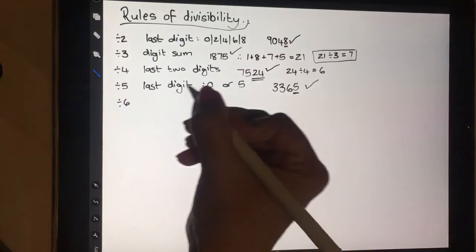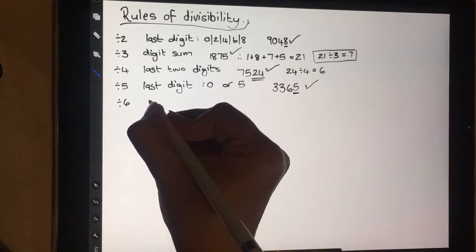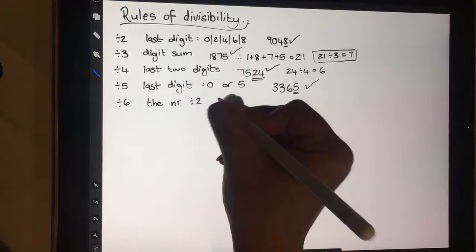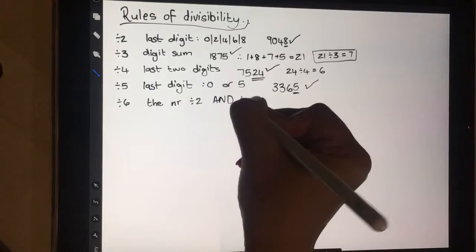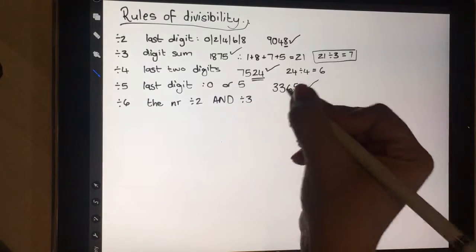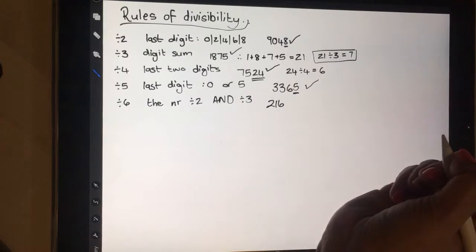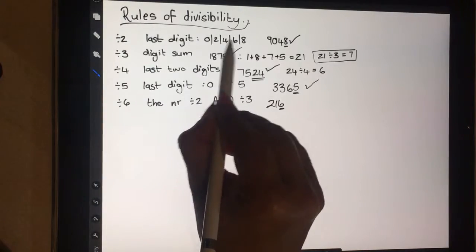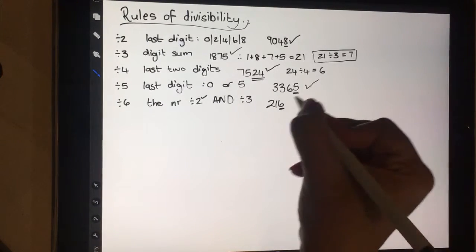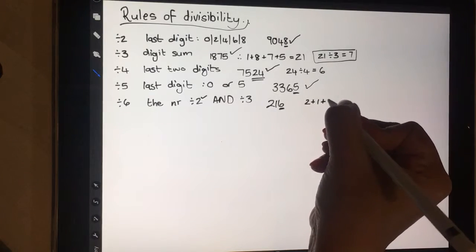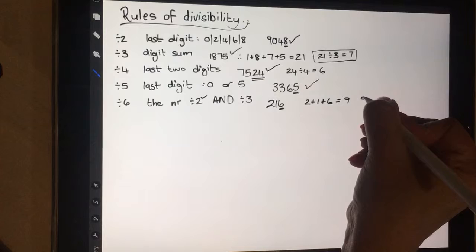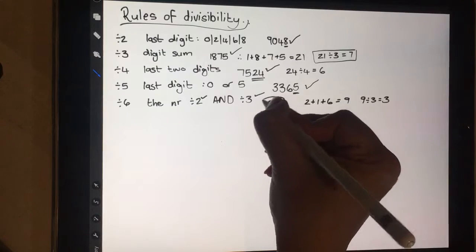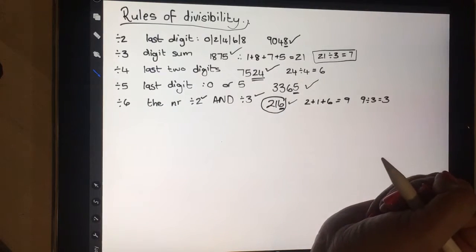For divisibility of 6, 2 rules apply. First of all, the number has to be divisible by 2 and divisible by 3. So let's take, for example, the number 216. 216 ends on a 6, which is an even number, right? So it is divisible by 2. And if we take the digit sum 2 plus 1 plus 6, that gives us 9. 9 divided by 3 is 3. So it is divisible by 3. So 216 will be divisible by 6.